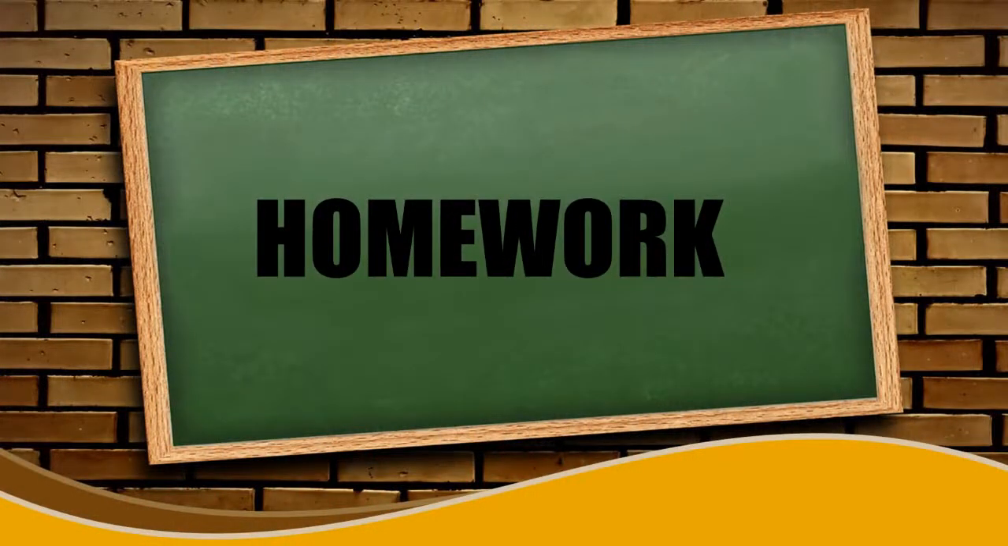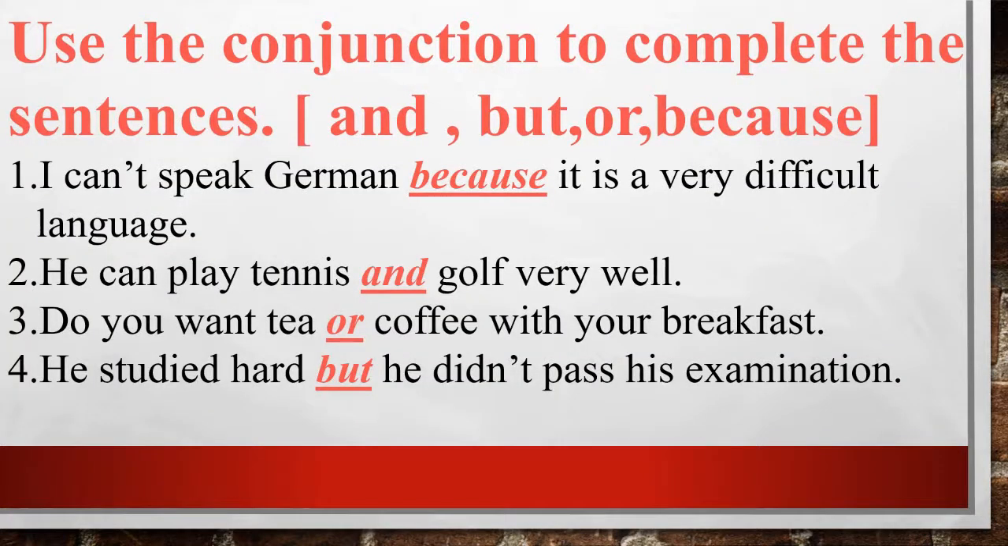Now, here is a homework to solve. Students, now use the following conjunctions to complete the sentences: and, but, or, because. The first sentence is, I can't speak German dash. It is a very difficult language. The answer is, I can't speak German because it is a very difficult language.